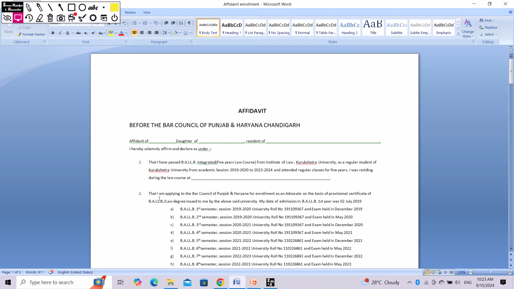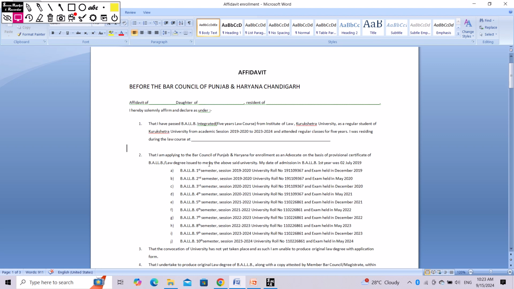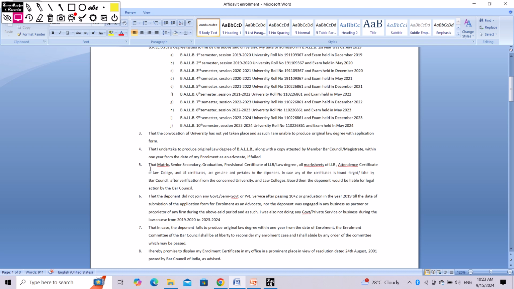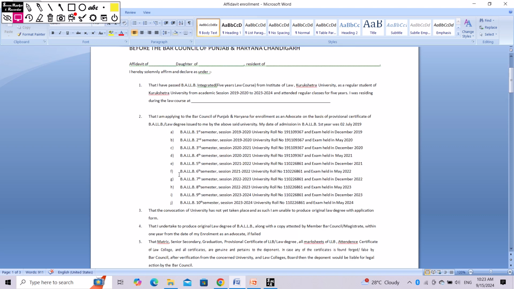After that, in this section, you have to write your semesters, how many semesters you have in your course, maybe 6 or 10. Here you write your session year, university roll number, and the exam held in which semester. So here you write that the convocation of the university has not yet taken place, and as such I am unable to produce the original law degree with the application form. These are the points you have to write in your affidavit. You can take a screenshot if you want.